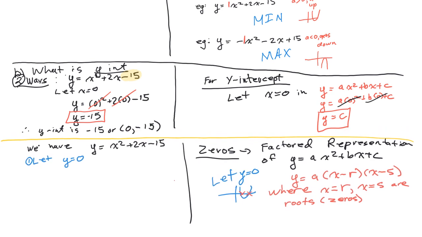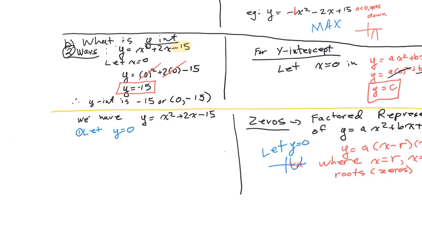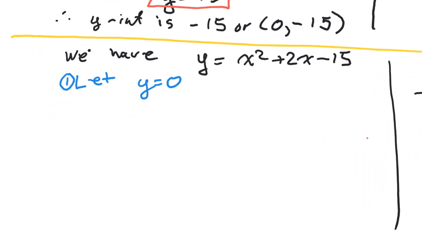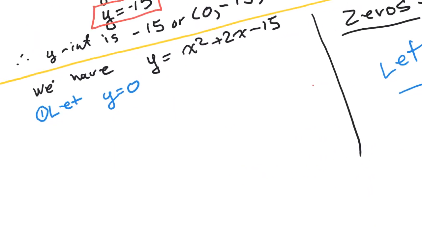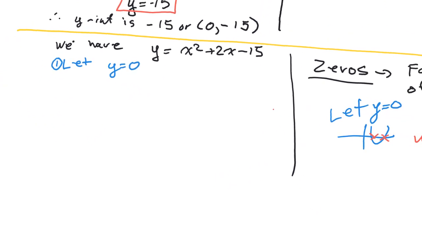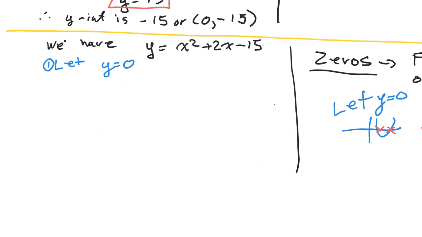Now, let's see if we can move this up. So now we have this going on. We let y equal 0, and remember what I told you. We're letting y equal 0 so we can find the x values that give us what we're looking for. So this is why we did factoring before. You start with this: 0 is equal to x squared plus 2x minus 15. The key here is to factor the right side.